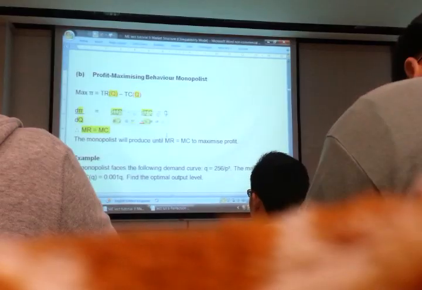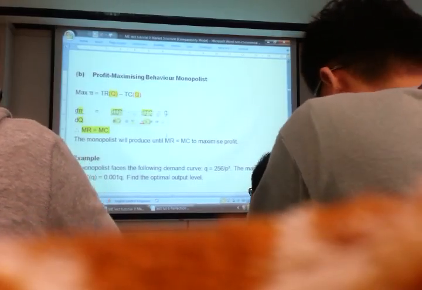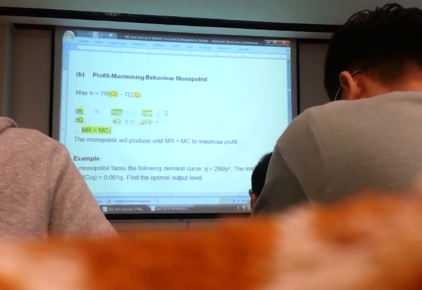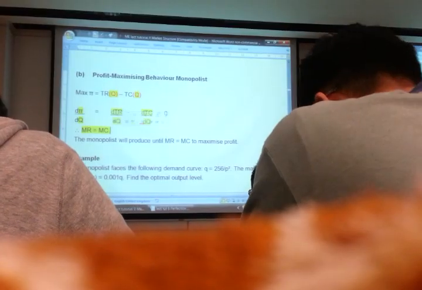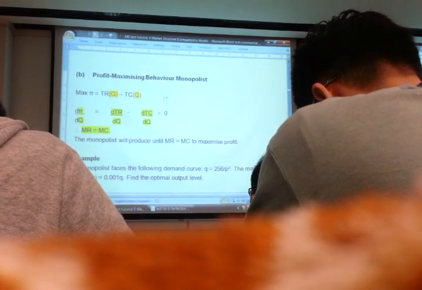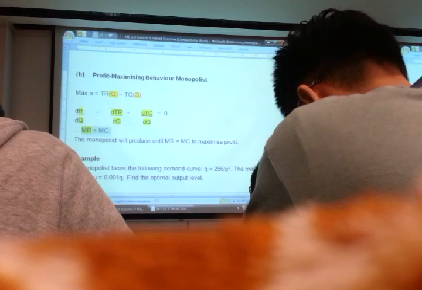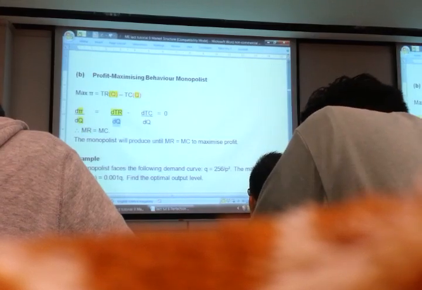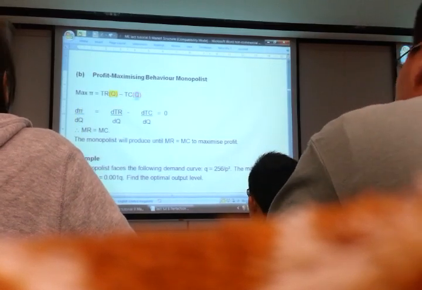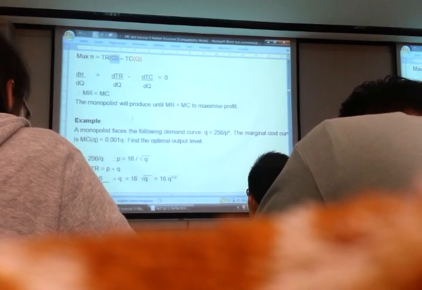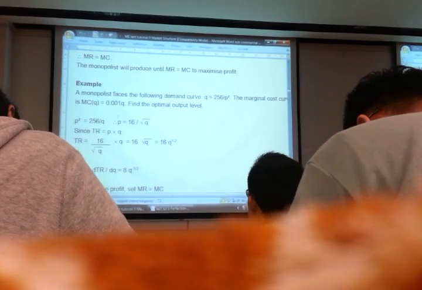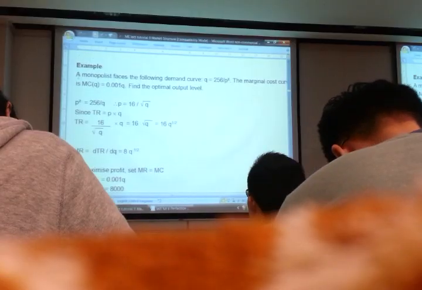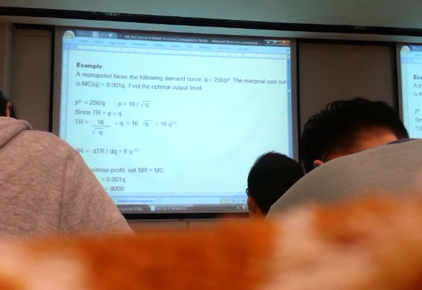Now, of course, if we are talking about what price to sell, then you use DQ over DP. Alright. First we have an example to find out how much the monopolist will produce. Here you have a monopolist, and the demand function is this.